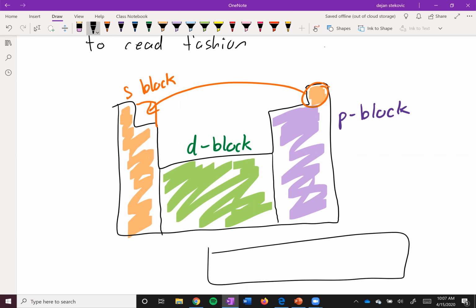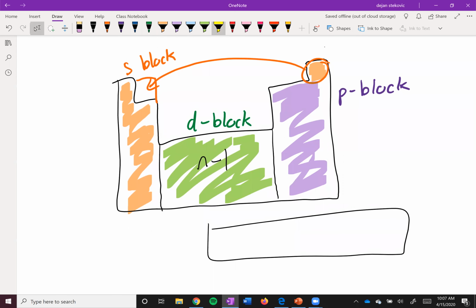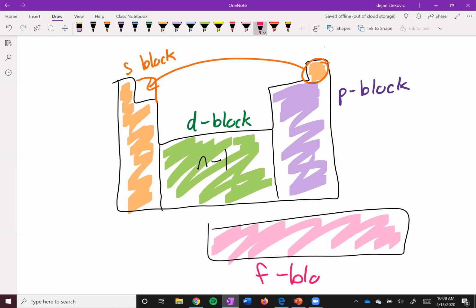We'll touch on this later, but this is n-1. We'll touch on what that means later. And then finally down here, in these two columns, you have what's known as the F block because this is where we're going to start filling F orbitals. And another little tricky thing you've got to know is this is n-2.